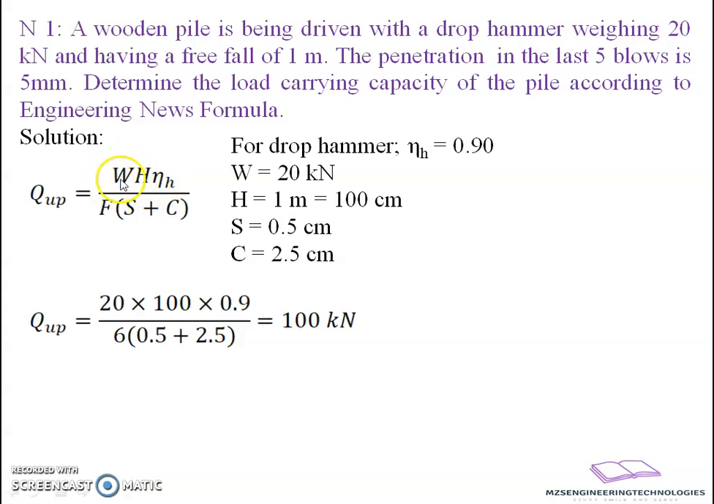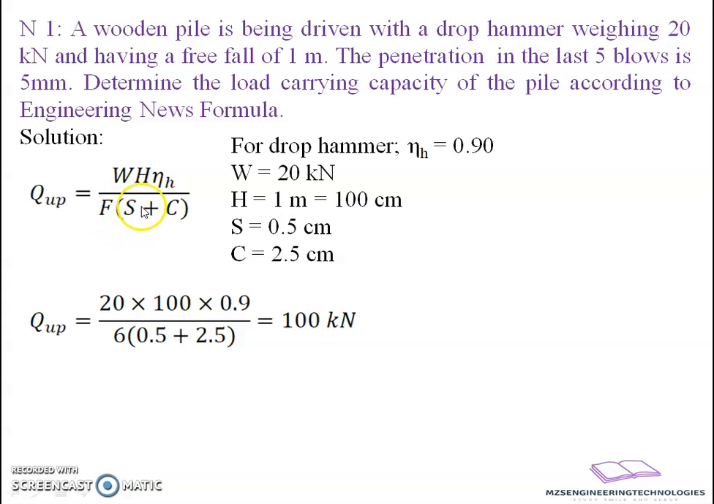Here W, the weight of the hammer, is given to us as 20 kilonewton. For a drop hammer, the efficiency is about 0.9, which was recommended by the engineering news record formula. H is the free fall height, which is given as 1 meter, but in the formulation height is considered in terms of centimeter. That's why we are going to consider this height as 100 centimeter. The factor of safety for the engineering news formula is about 6. So we will use F equal to 6 here.